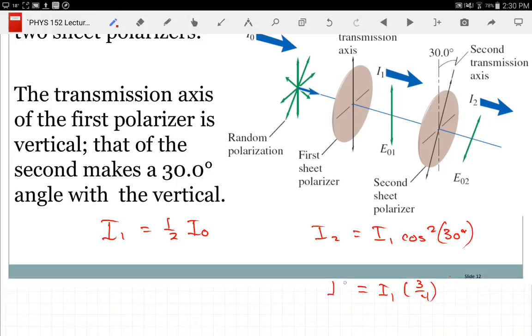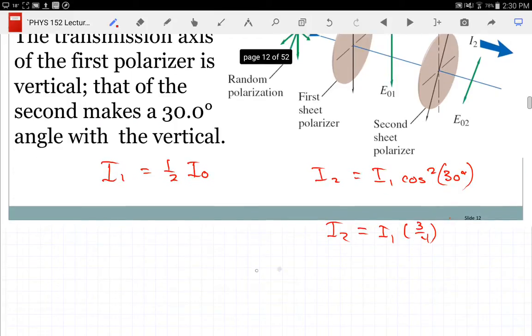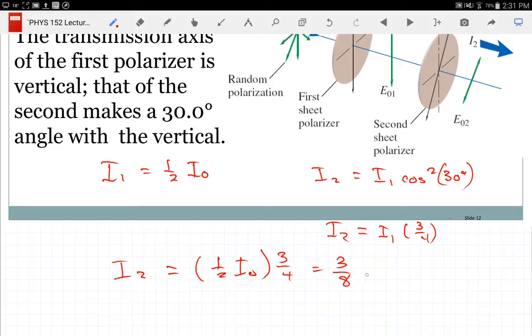So now I have I2 in terms of I1 and I1 in terms of I0, and then I put them together. Why do I do it sequentially like that? Because sometimes you have test problems where you might have four polarizers. You'll get confused if you keep trying to go through all at once. So just do each one separately and then do your answer. In this case, I2 is equal to 1/2 I0 times 3/4, so 3/8 I0. The intensity should be 3/8 of the incident intensity.